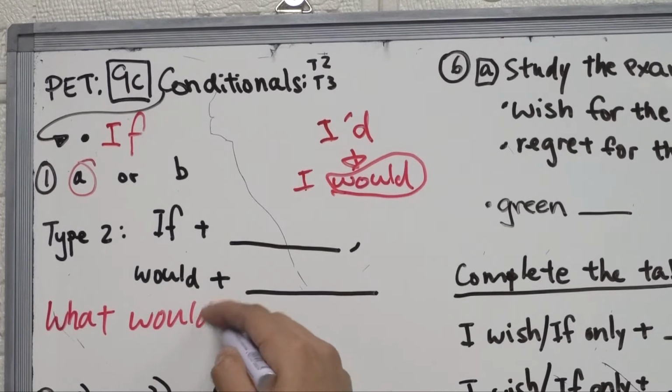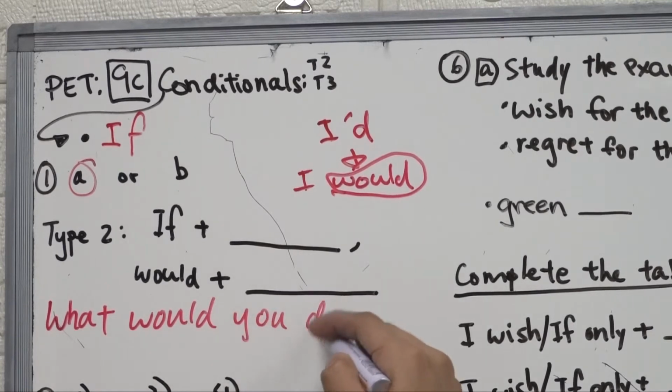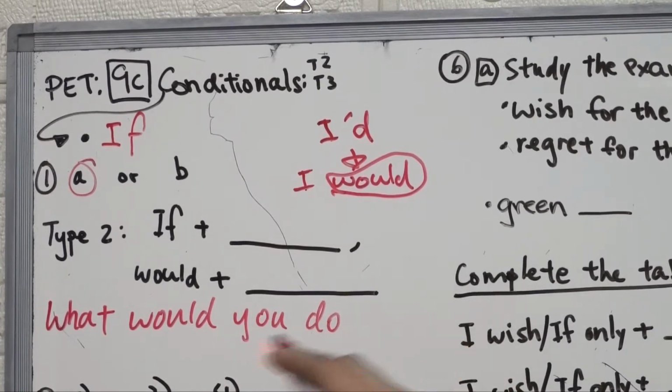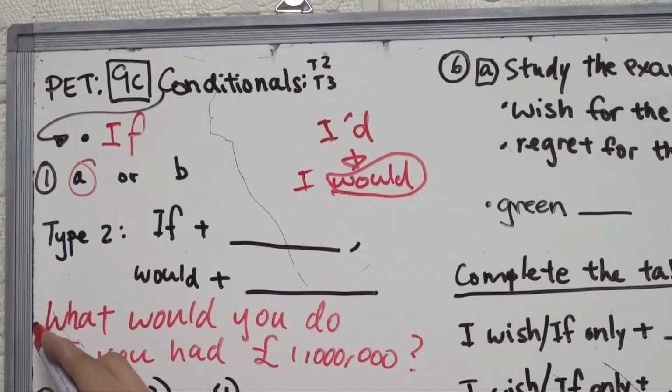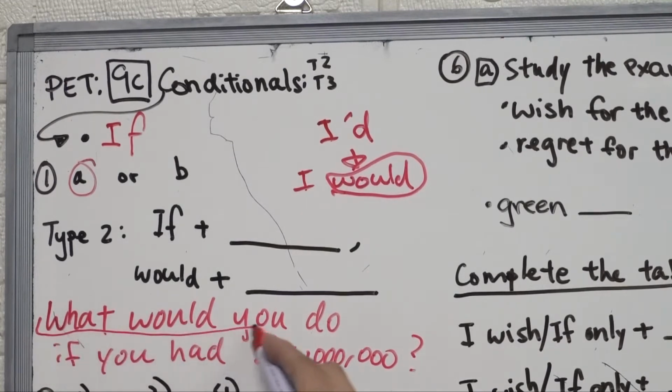What would you do if you had 1 million pounds, right? Question mark. Okay, what would you do if you had 1 million pounds? But here in type 2, they started with if, right? So here we can see there are two different sentences, all right, put together. We have two different sentences put together.